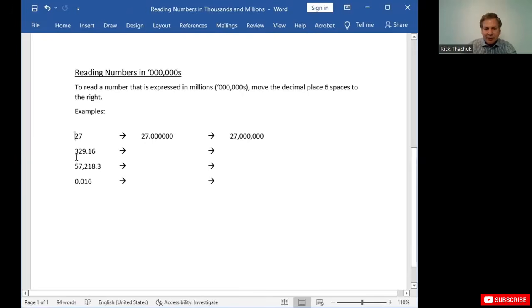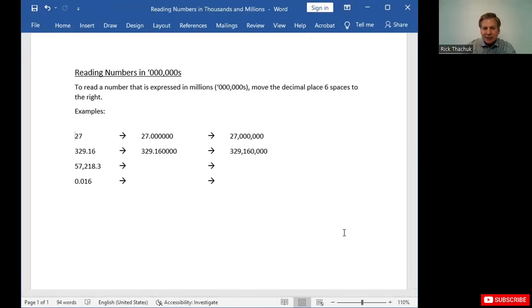This example, 329.16 million. Well, here's my decimal. I can add as many zeros as I want to the right. So let's go ahead and add some more zeros. Now I'm going to take my decimal and move it 6 places to the right. And so this number becomes 329,160,000.